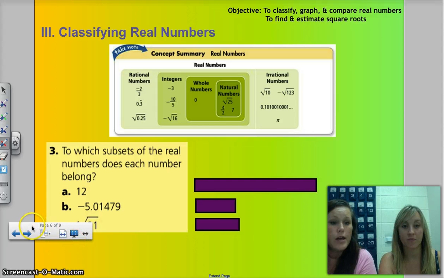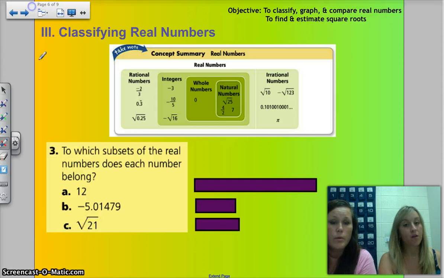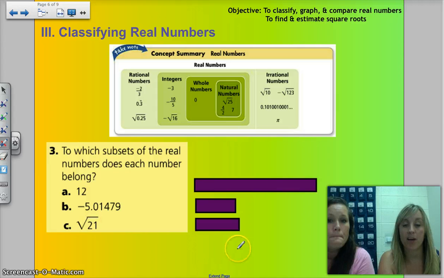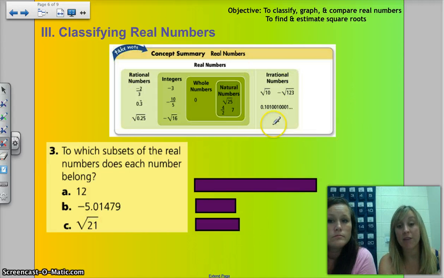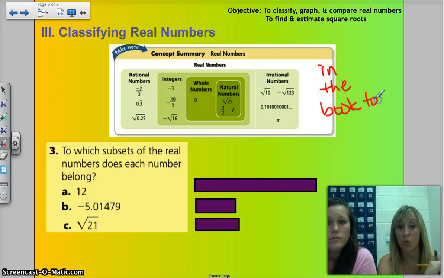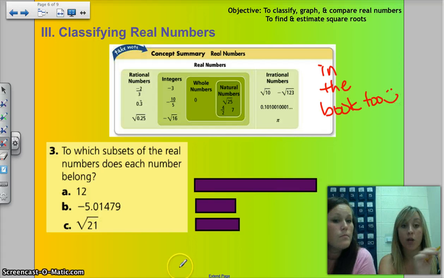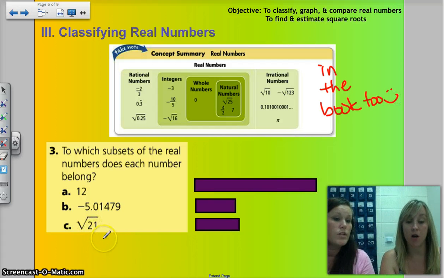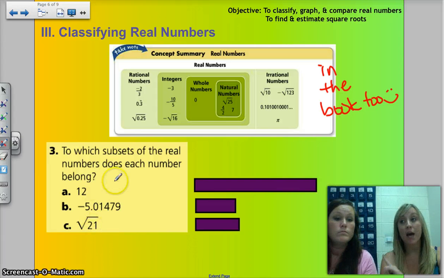All right, let's look at classifying these. Take it away, Whit. So here's just another diagram for you guys. This one is located in your book. We left it off of your notes, but you can go to your book and look at this chart again. It does have the examples with the word lingo as well, okay? So we are looking at these. To which subsets of the real numbers does each number belong? Gotta name them all. Except you don't have to name real because real applies to all of them.